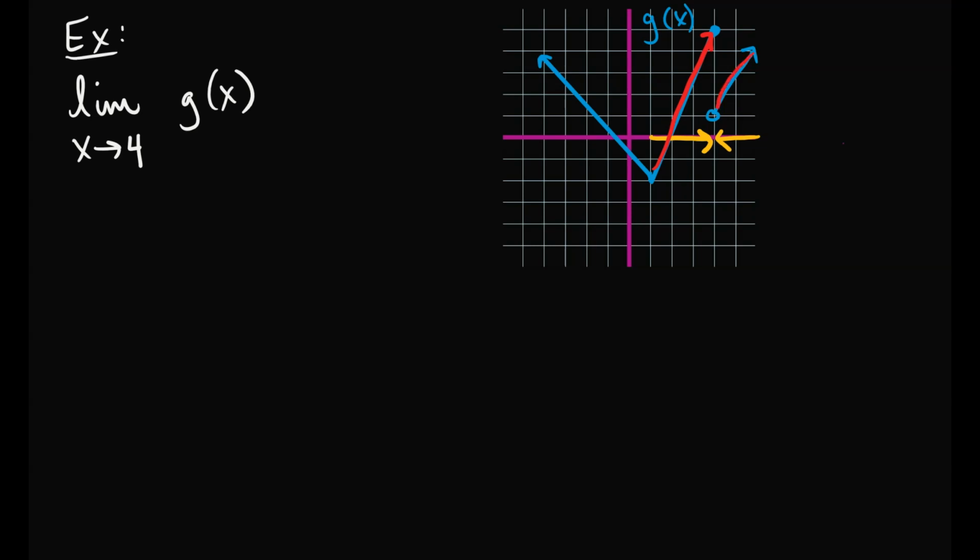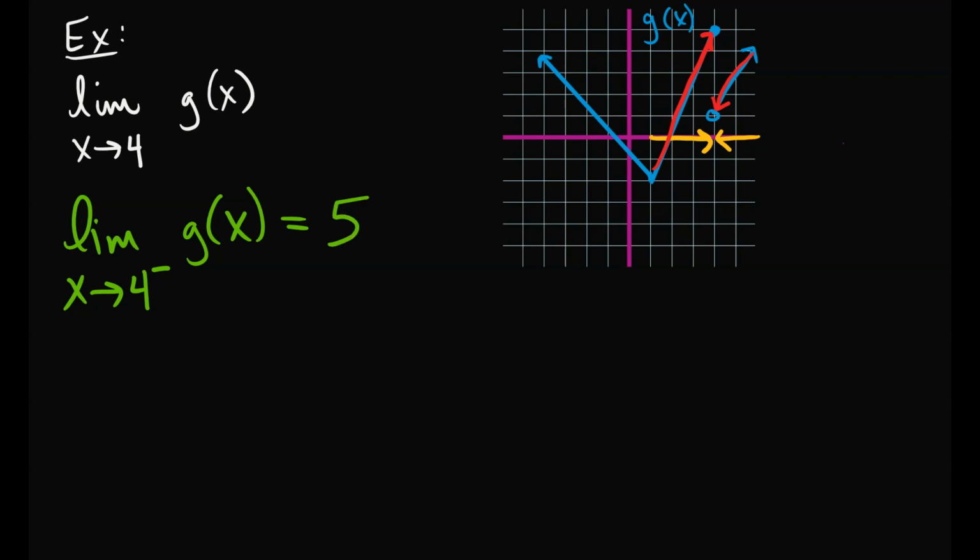The function values are approaching 1. So our one-sided limits, our limits from the left and from the right, do not agree. So the notation for the one-sided limits is the following. From the left, we have the limit as x approaches 4, and then we have a negative superscript, and I'll explain that in just a second, of the function g of x is 5.